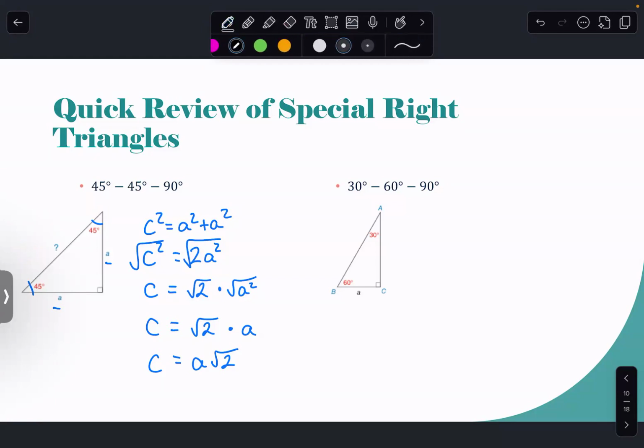And I need my pen back. There we go. So that's the relationship of the 45, 45, 90 triangles.